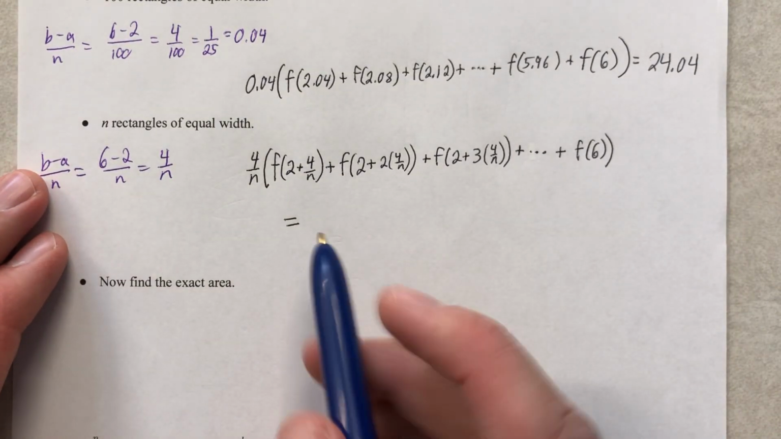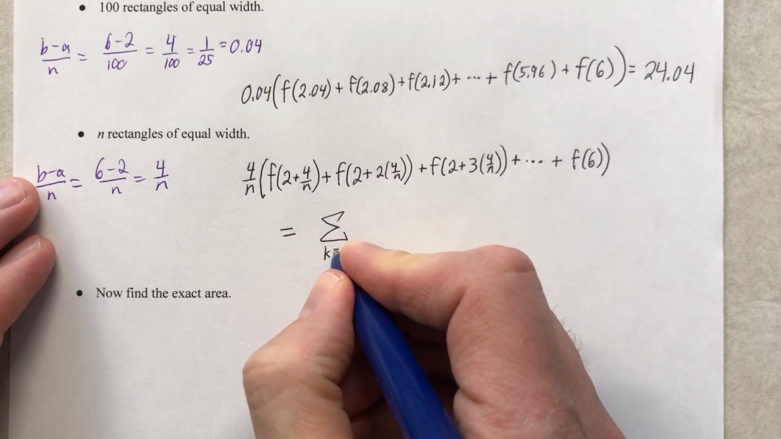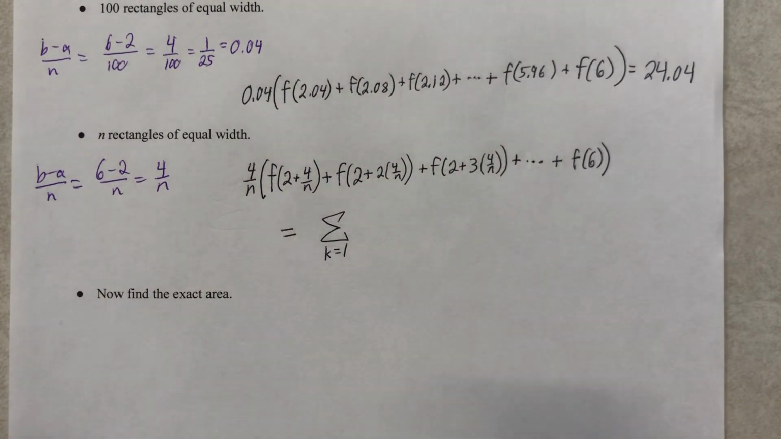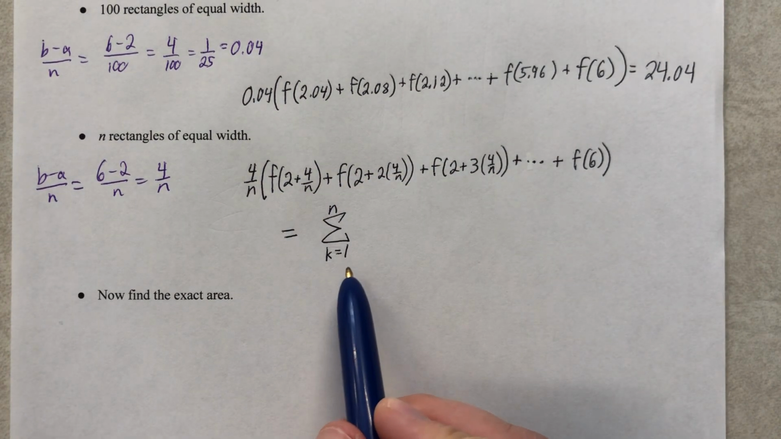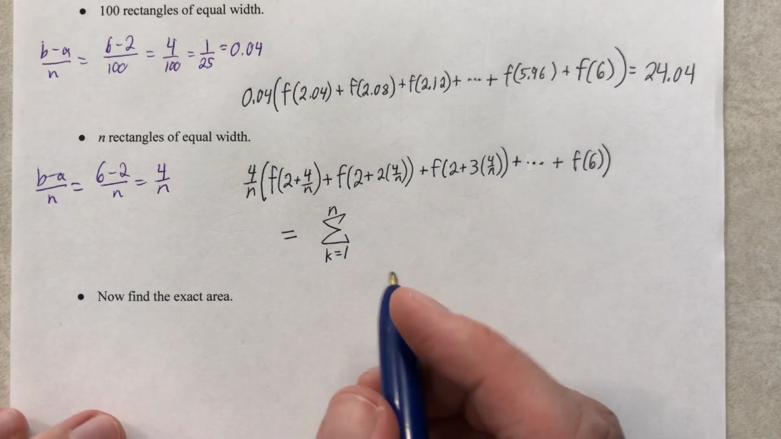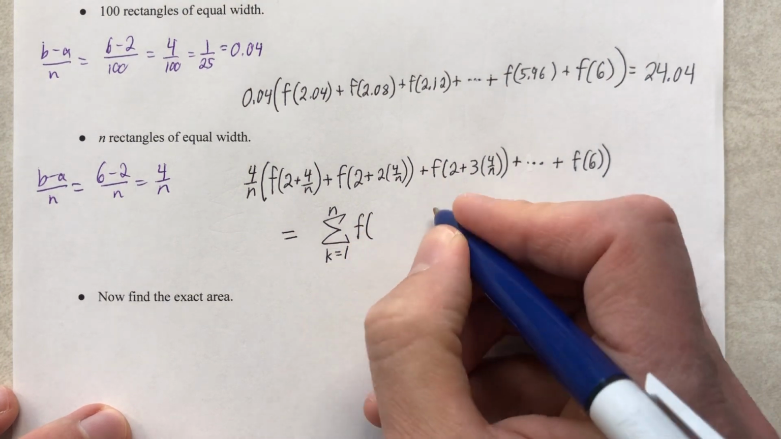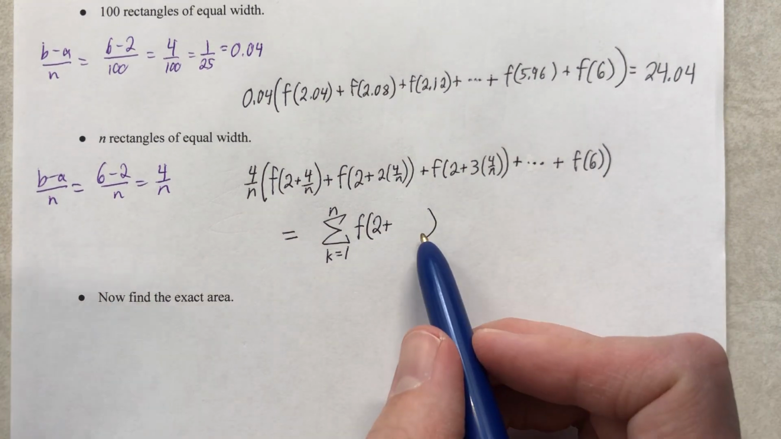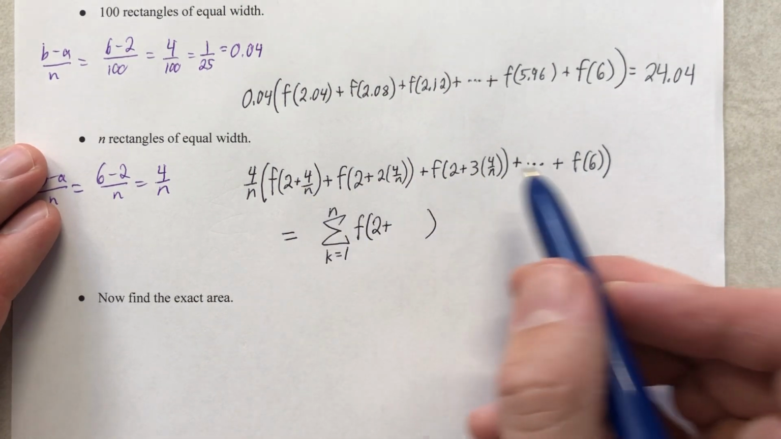So let's do that. This expression is the sum starting at 1 and ending at, well, how many rectangles do we have? N. Okay, all of a sudden, we've just had an explosion of variables here, but we're starting at 1 and ending at n. What are we doing? We are basically going to take the function at 2 plus a little bit more, and we're going to count up each time, 1, 2, 3, 4, until we have n of these things.